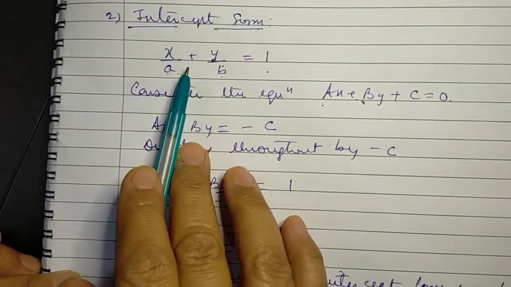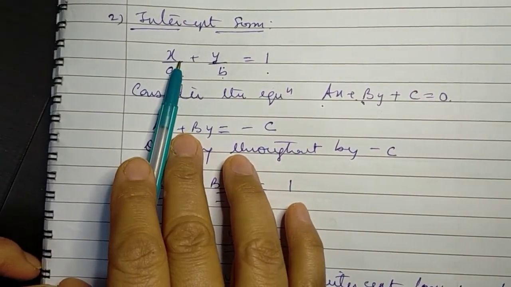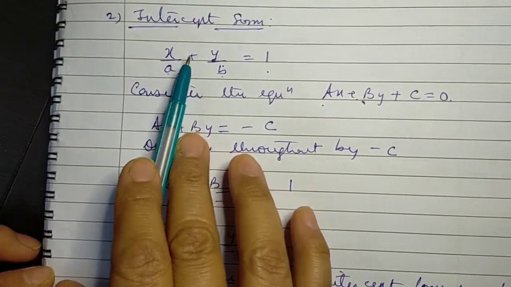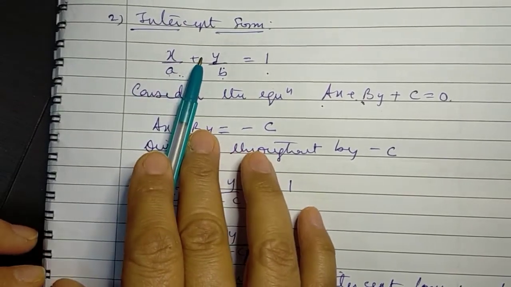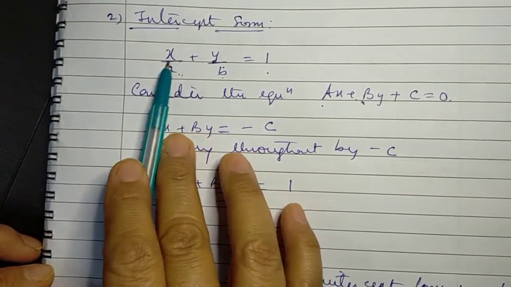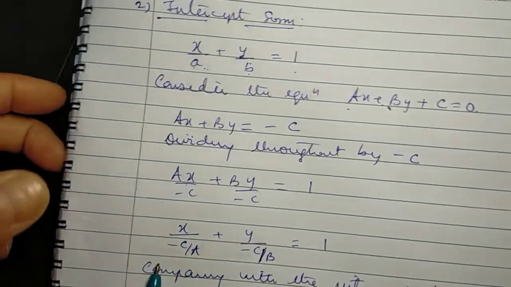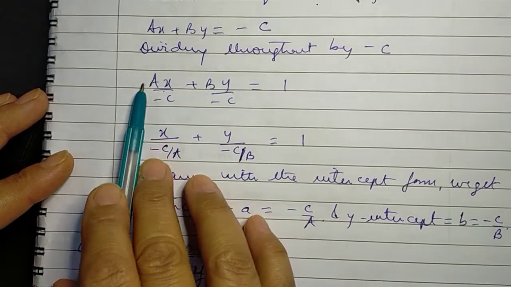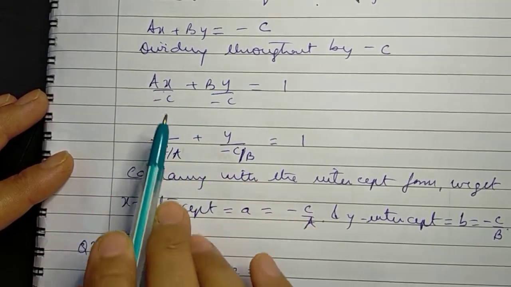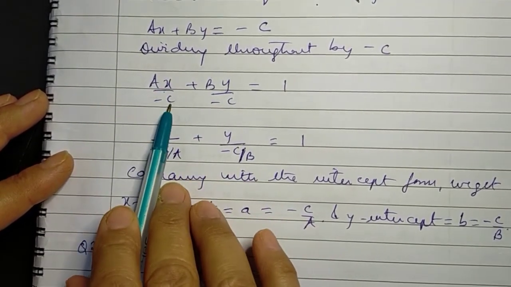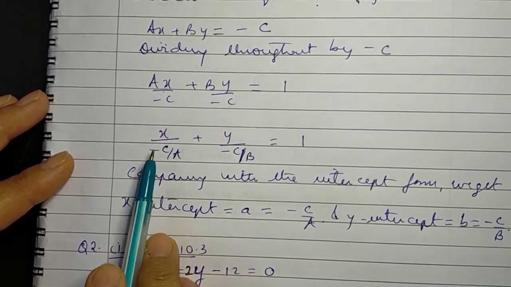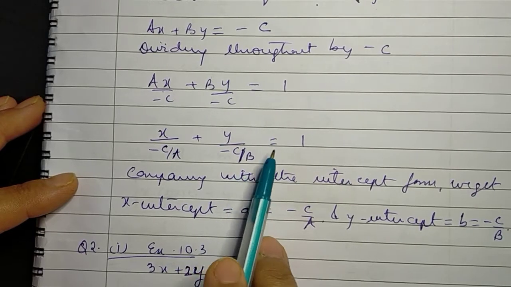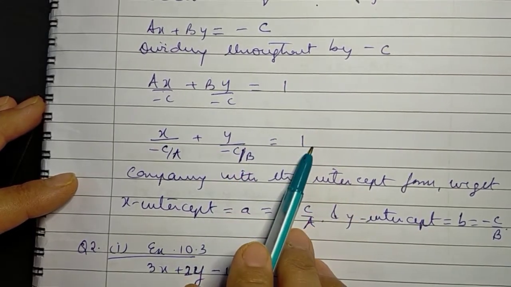Now if you just observe carefully, in the intercept form, the numerator of the coefficient of both x and y is plus 1. So we want a plus 1 over here also. And how can we make that plus 1? By taking this coefficient a and b to the denominator. So finding the reciprocal, we get x upon minus c by a plus y upon minus c by b is equal to 1, which gets carried down as it is.